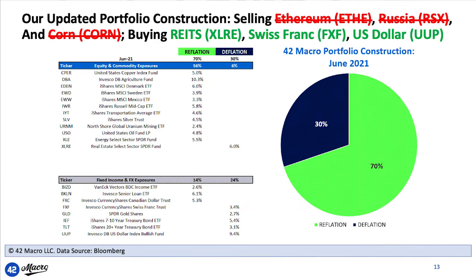On slide 13, this is our updated portfolio construction. So we came into this week, or this presentation, we were long Ethereum, Russia, and corn. Don't like how Ethereum and corn are acting. So we're just going to book the loss in Ethereum, book corn, and then book Russia. But we're rotating into REIT, Swiss francs, and the US dollar.